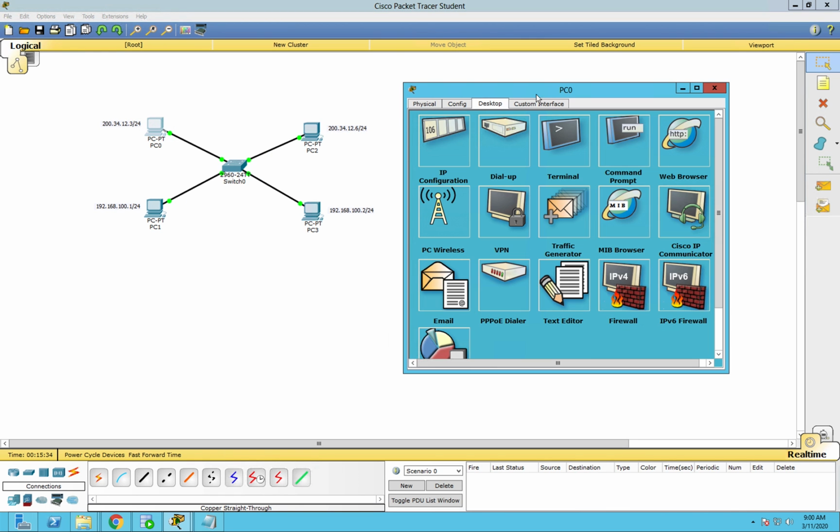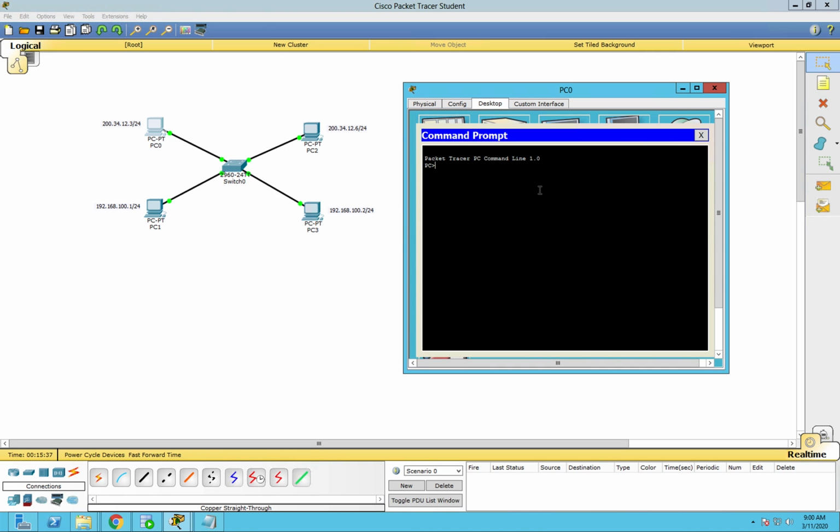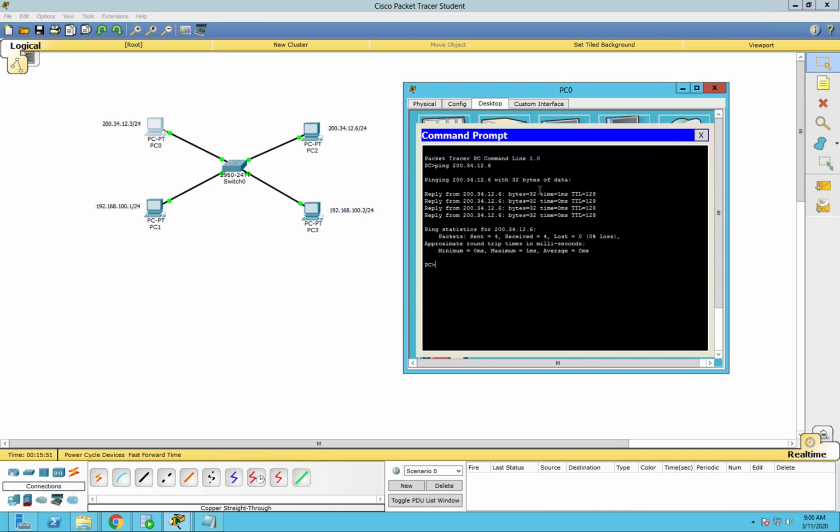Well, let's pop open the one in the upper left-hand corner and try pinging the other machine. I will start off by pinging the upper right-hand corner, which is 200.34.12.6. And yeah, this seems to be working fine. But now the real question is, what if I try pinging 192.168.100.2? Any chance for this? And no, this just does not work. And of course, it's for the exact same reason that we had before. Those 192.168.100s are on completely different networks, so the poor computer just has absolutely no idea where to send it.